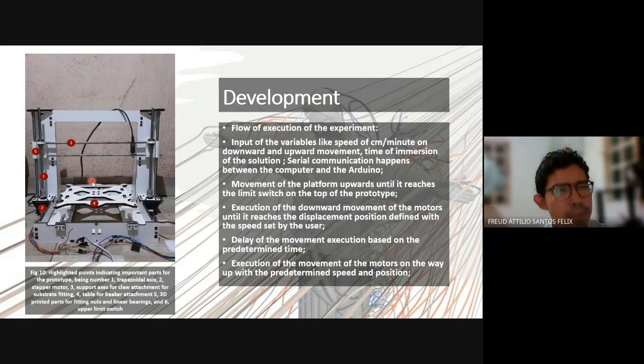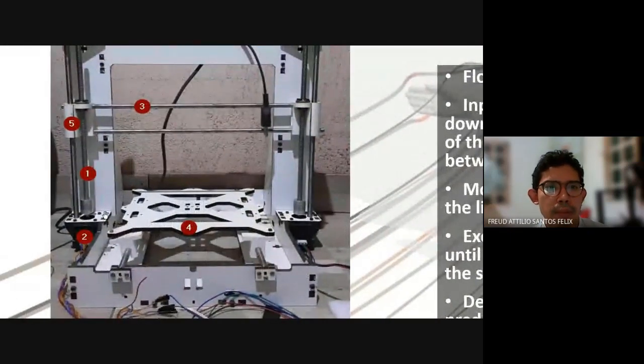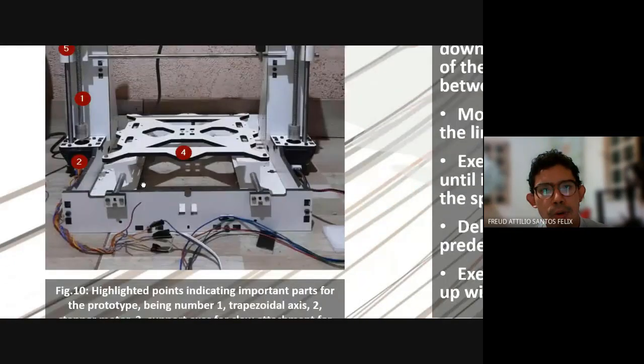So what is the time that we need the solvent to be on the substrate? This is related to this part. And next, we will have the execution of the movement of the motors on the way up with predetermined speed and position.